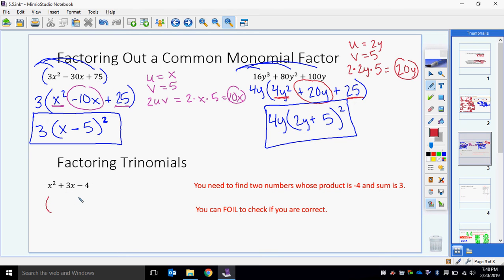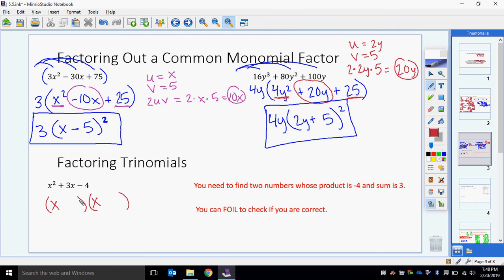Well, it's going to end up being 2 binomials, right? When you FOIL 2 binomials, you end up with a trinomial. So what goes in here? Well, the first 2 in the acronym FOIL stands for first. When I take my first terms and multiply each other, it has to be x squared. So what times what would give you x squared? Well, that'd be x and x. So the first terms have to be x and x.